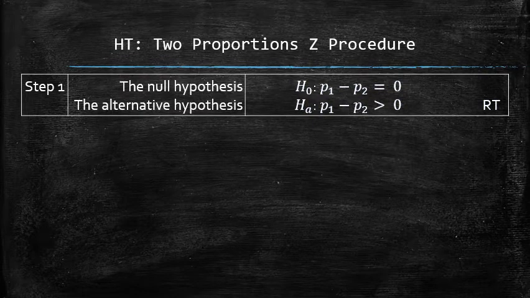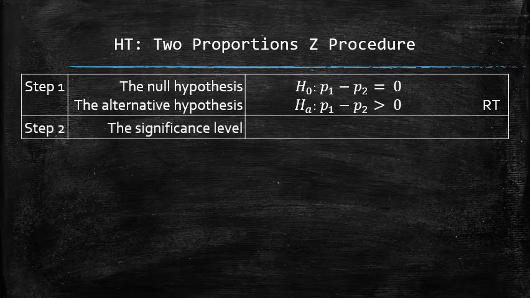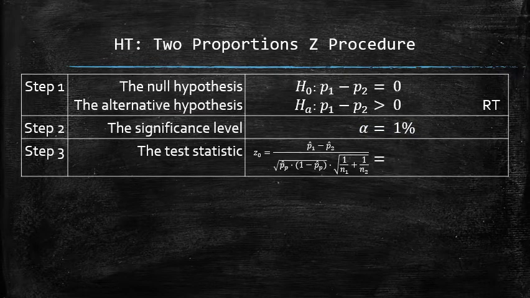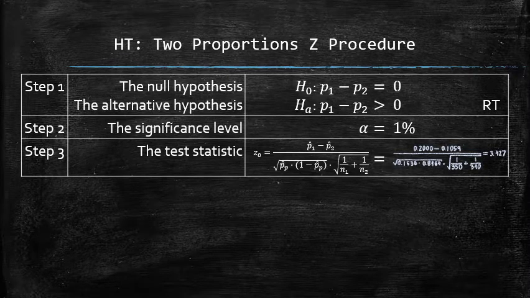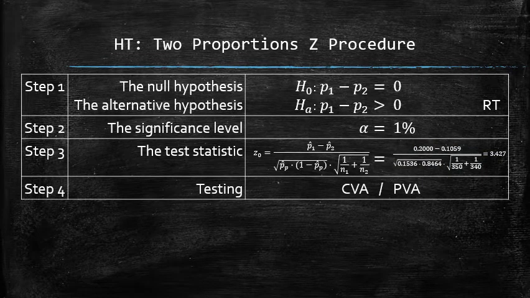Step 1 is complete. The significance level can always be found in the statement of the problem. In our case, it is 1%. Step 2 is complete. The test statistic can be computed using the formula. In our case, the test statistic Z0 is equal to 3.427. Step 3 is complete. Next, we will test the hypothesis using two different approaches, the critical value and the p-value.